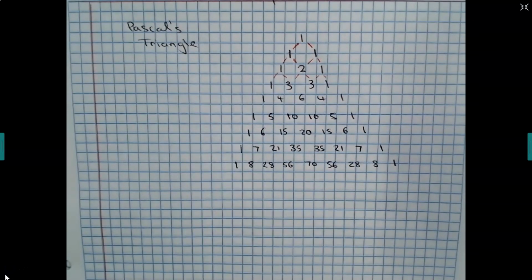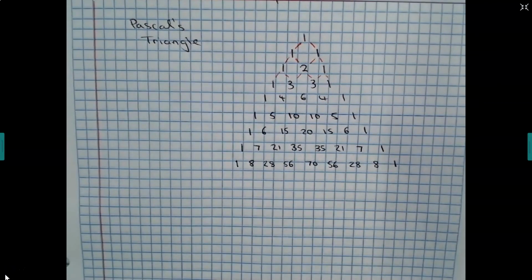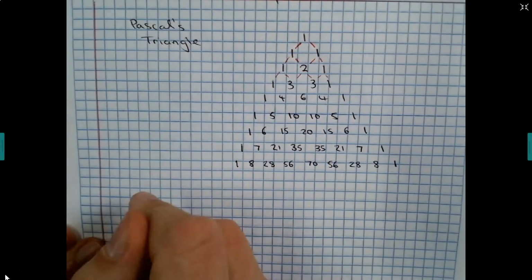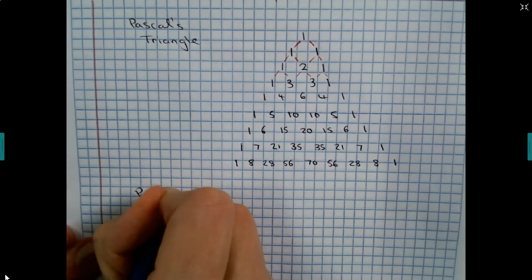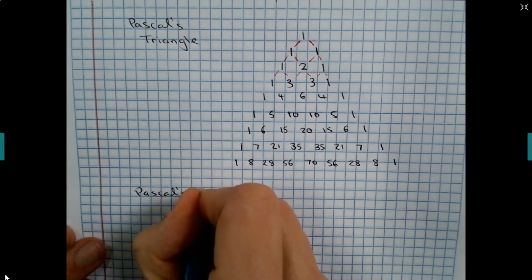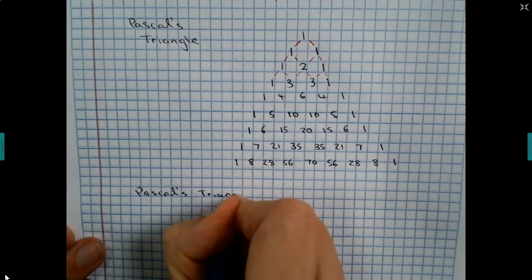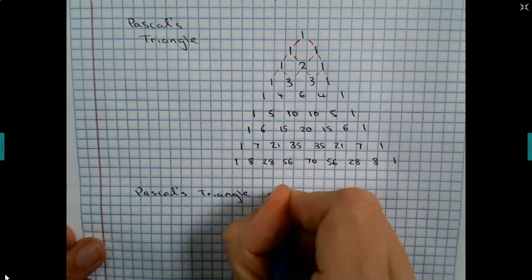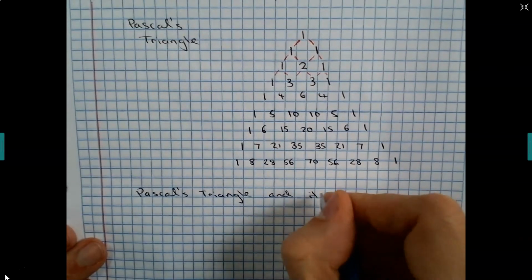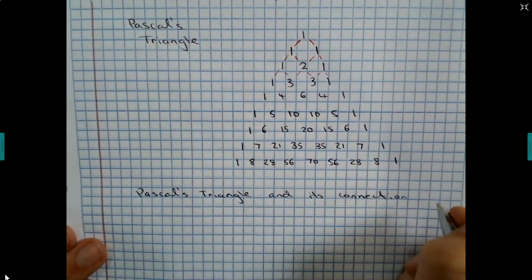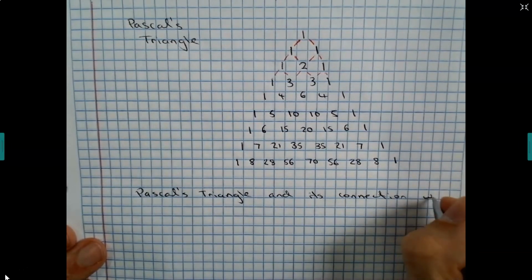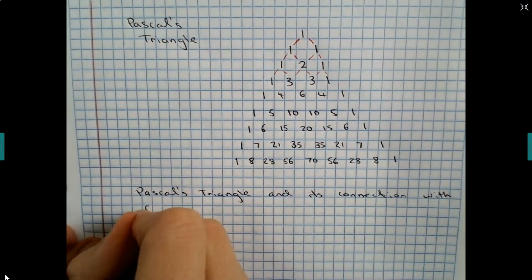You might be thinking, well, how is this connected to anything that we've just been doing? So let's consider how this is related to combinations. So Pascal's triangle and its connection to or with combinations.